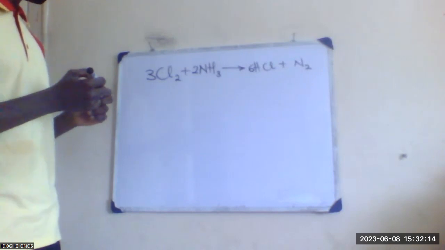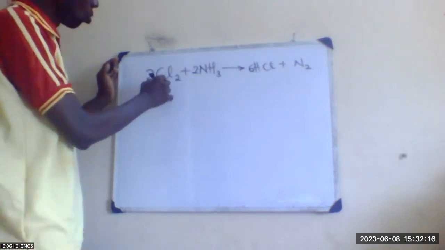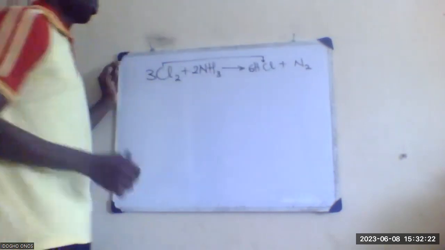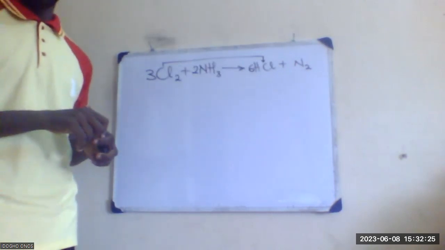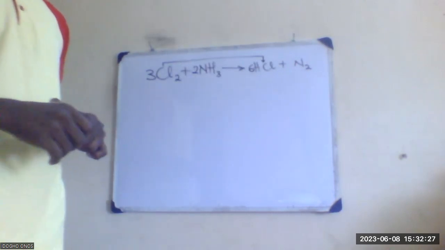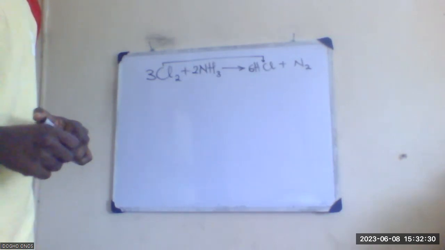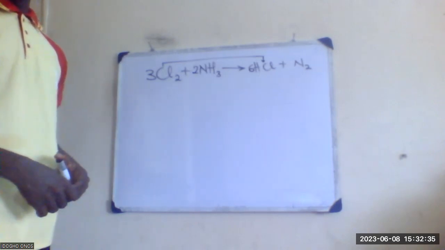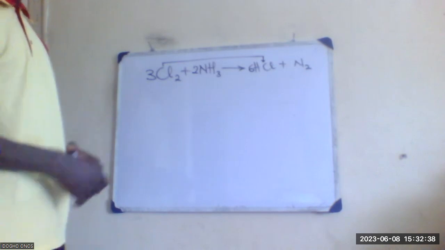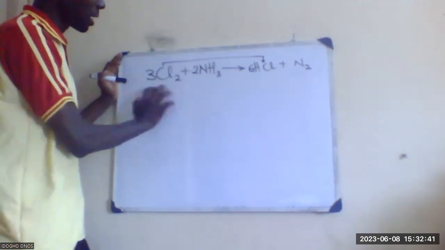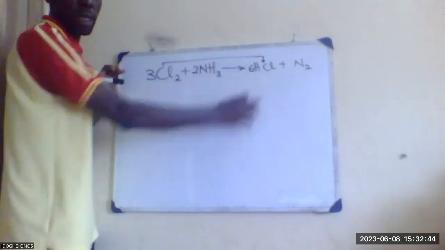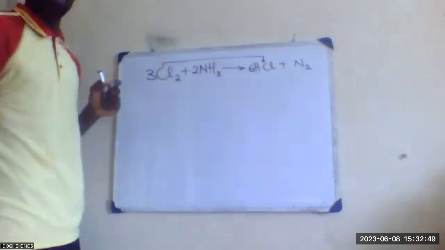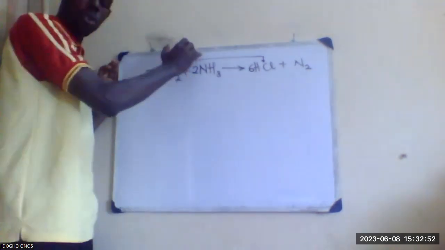So if we link this chlorine to this hydrogen, what do you think has taken place? Has hydrogen been added or has hydrogen been removed? This is 6 atoms of chlorine, also 6 atoms of chlorine. But the only difference now is hydrogen has been added here. So would I say this is reduction or oxidation?